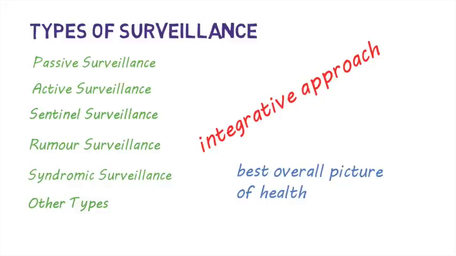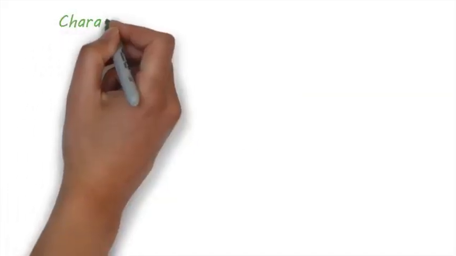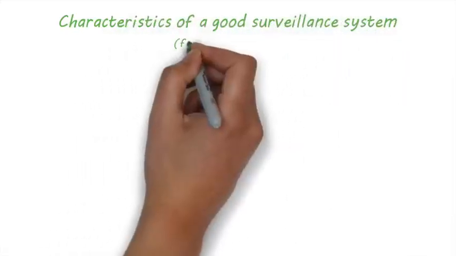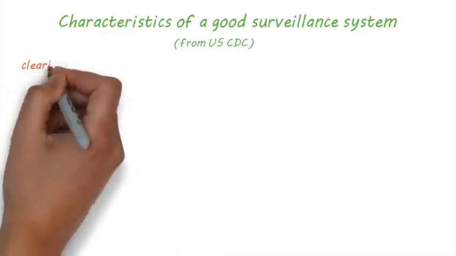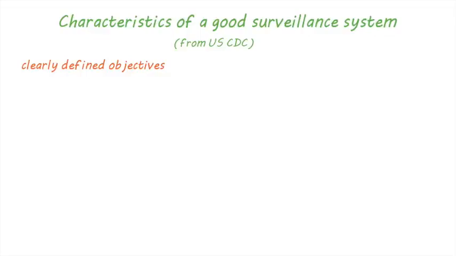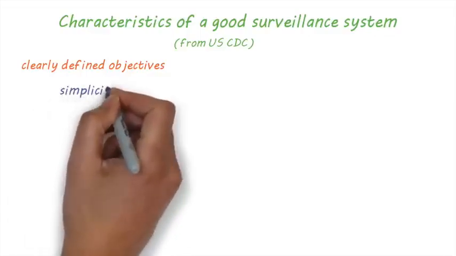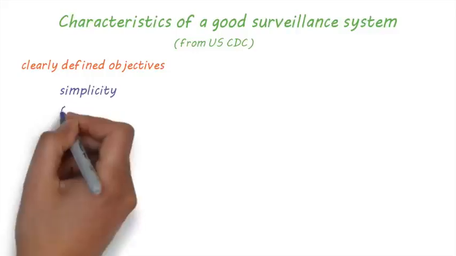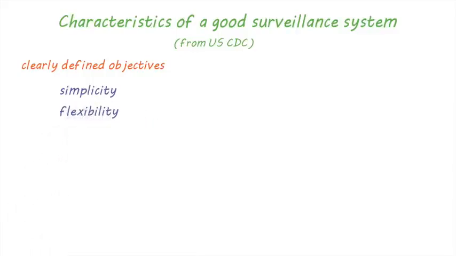Okay, now we've had a look at different types of surveillance systems. Let's have a quick look at what makes a good surveillance system. Firstly, a good surveillance system must have clearly stated objectives and have a good system to ensure that these objectives are achieved. Other characteristics include simplicity. It should be easy to operate and have straightforward case definitions that are easy to apply. It should be flexible to accommodate changes in information needs or conditions in which it operates with minimal additional resources.